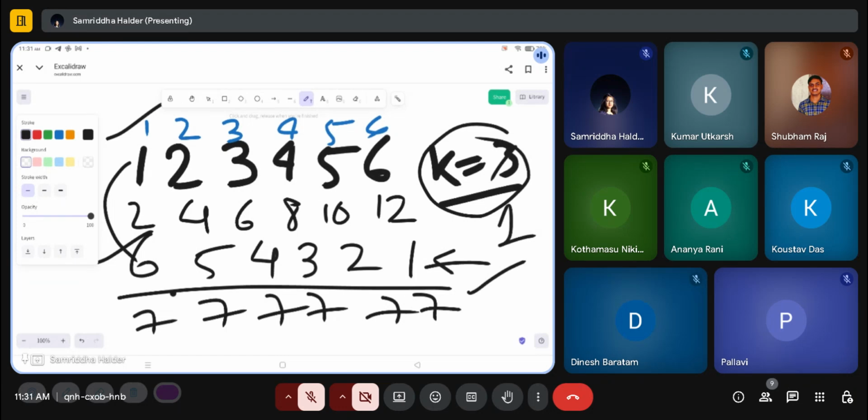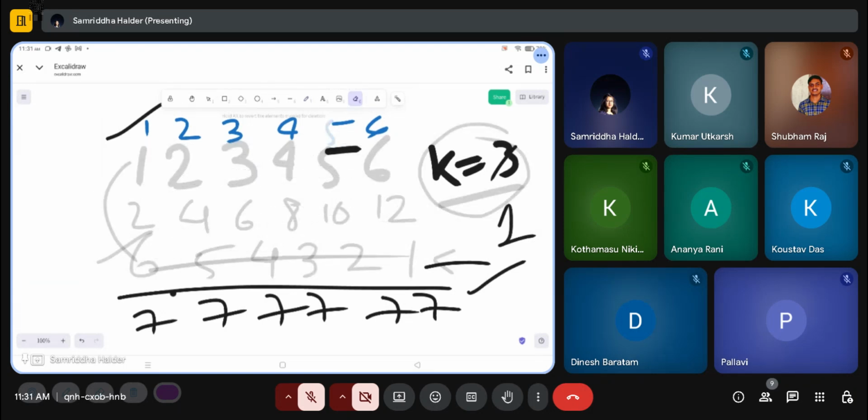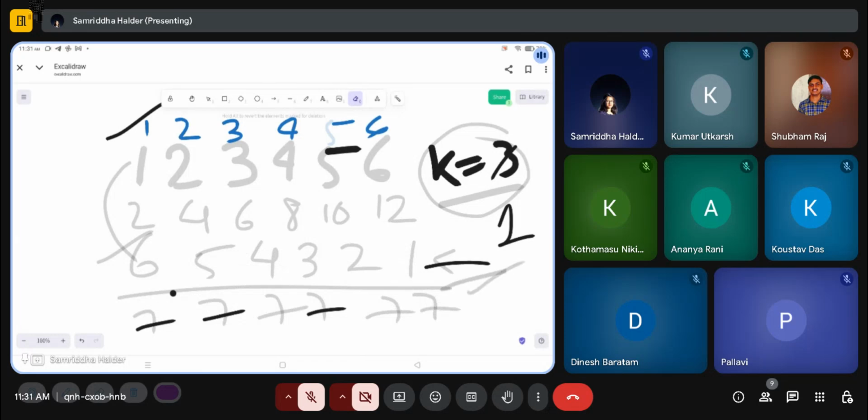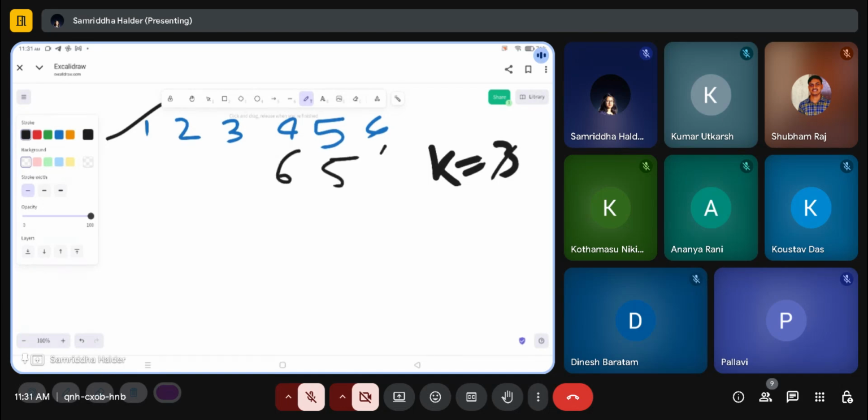But I have k equal to 3. That means I need two more distinct numbers, right? So the intuition we get from here is that we have to reverse a particular subarray of the entire permutation. That will do the work for us, right? So let's do it again: 1, 2, 3, 4, 5, 6. Since k equals 3, I will reverse only the last three digits of the given permutation. Then I will get 6, 5, and 4.